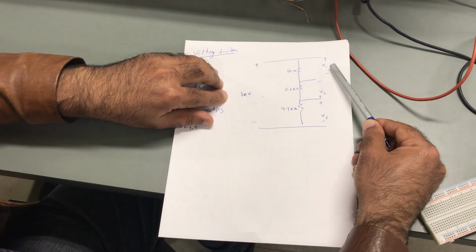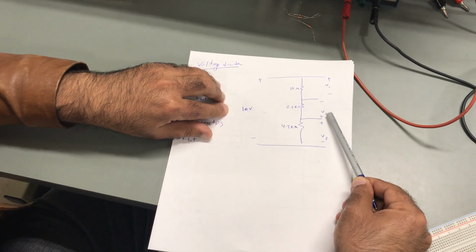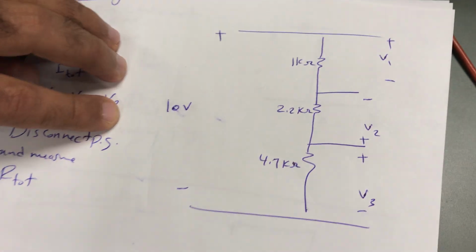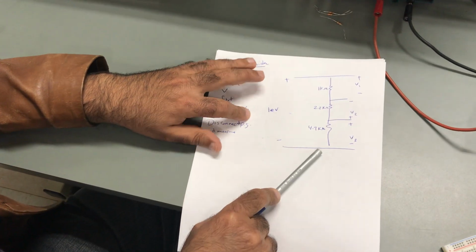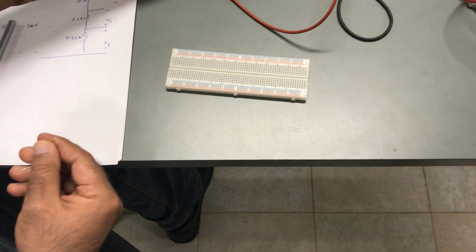Pay your attention. I would like to measure this voltage by using that polarity, and this voltage by using that polarity, and this voltage by using that polarity. And after that, I will disconnect the power supply and I will measure the total resistance. So if you would like to do that, this is the breadboard that we are going to use.